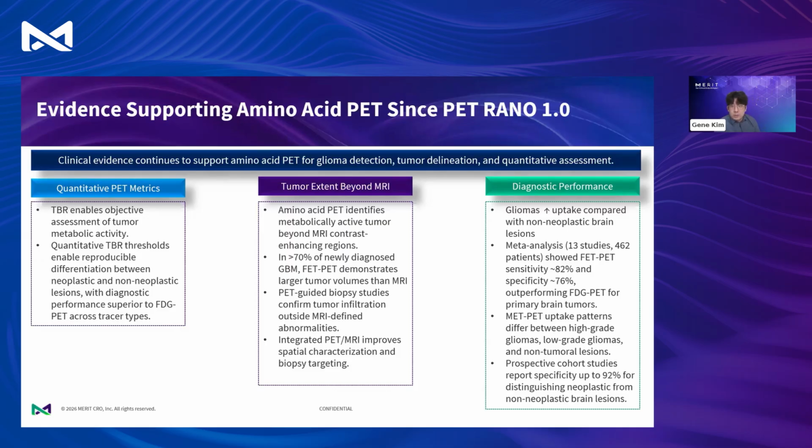For a trial audience, that growing evidence is important because it supports the biological relevance of what PET RANO 1.0 is measuring. It tells us that these criteria are not being developed in isolation. They are grounded in a body of literature showing that amino acid PET captures clinically meaningful tumor biology. That said, supporting evidence is not the same as full endpoint validation, and that distinction remains important from both a regulatory and a trial design standpoint.